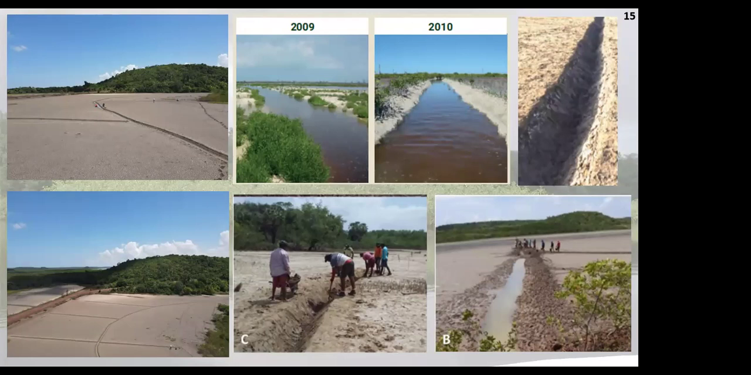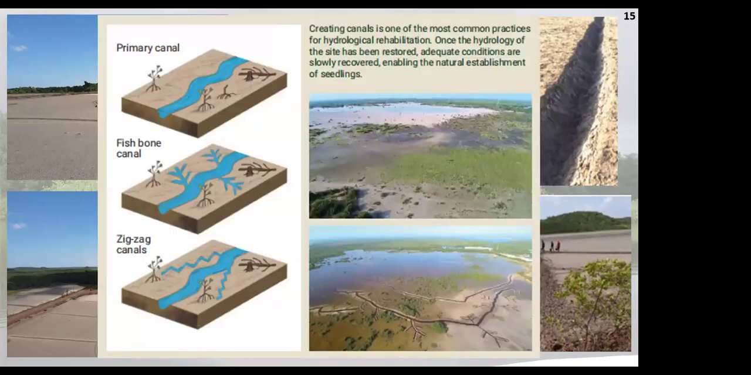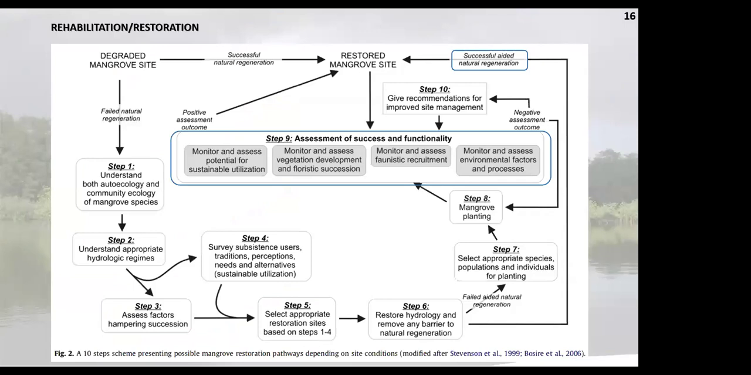We want to talk about this later. Here are examples of channel works in Mexico. They can be made in zigzag shape or fishbone. There are different designs of channel, but they are according to the size of the area.